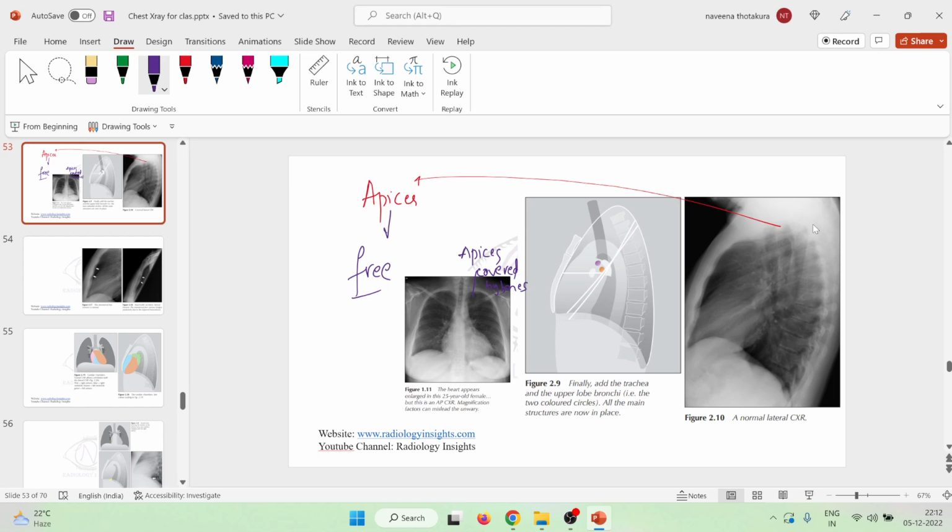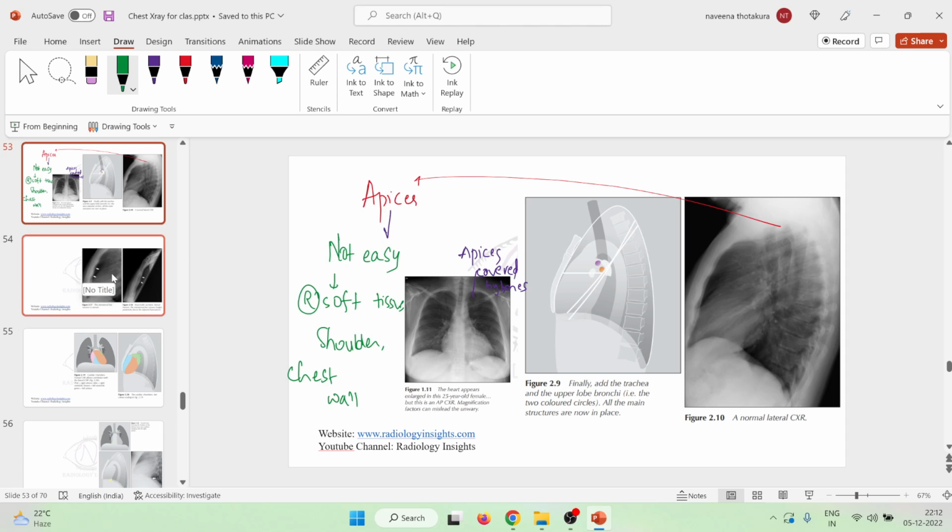It is not much easier. Even in the lateral chest X-ray, sorry, it is not easy, because of soft tissues. Even in the lateral chest X-ray, we have soft tissues, or the shoulder or chest wall may be present. So it is also difficult in the lateral chest X-ray to assess the apices.